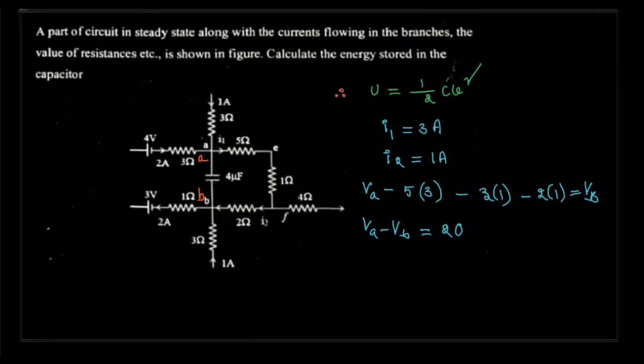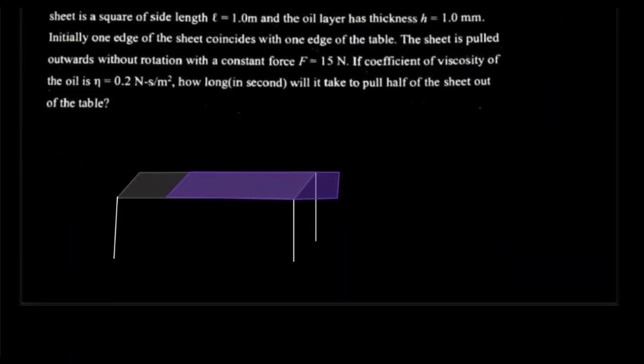Therefore you can easily substitute here. U is equal to half CV square, where C is 4 microfarad. So 4 into 10 power minus 6 into V square, which is 400, and do this calculation and you will get the answer. Clear?